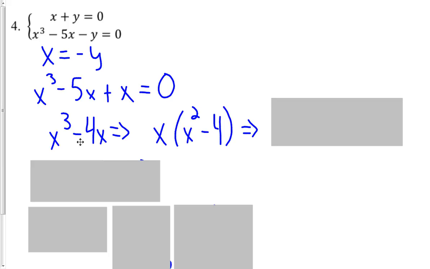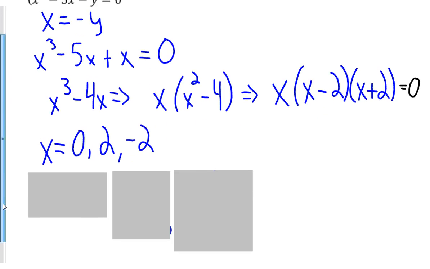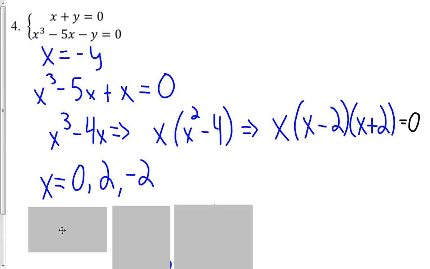-5x plus x will be x cubed minus 4x, which will then factor into x times x squared minus 4. And x squared minus 4, perfect square minus perfect square, will give us x times x minus 2 times x plus 2. So this all equals 0, and we'll have three different values. We'll have 0, +2, and -2 for x. So we'll have three ordered pairs.